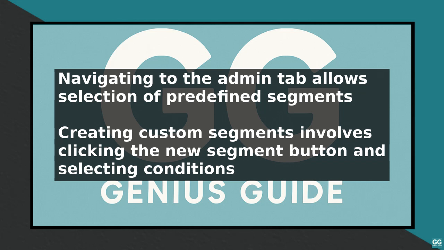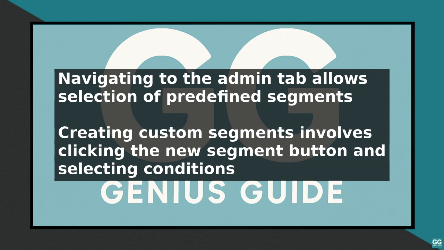To create a custom segment, click on the New Segment button and select the conditions that define your segment. For example, you can create a segment for users who have made a purchase, or for users who have visited a specific page on your website. You can also use demographics, such as age, location, or language, to create segments.